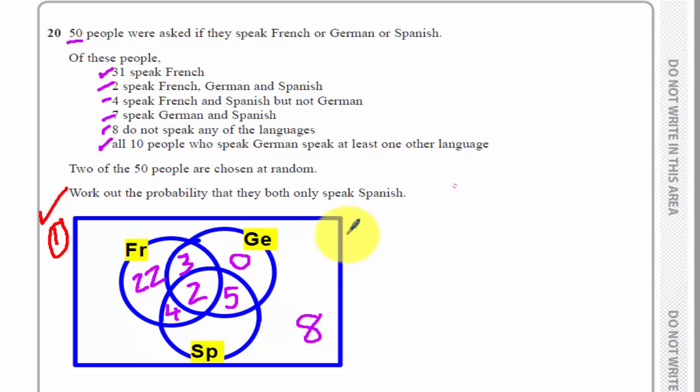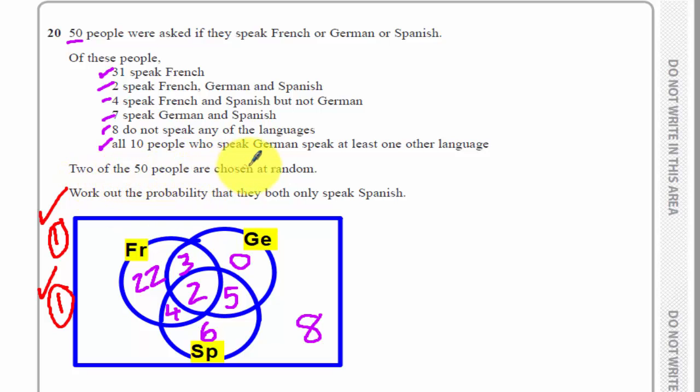So let's just add these up. Obviously in the exam, use your calculator. 22 and 3 is 25, 30, 34, 36, and 8 makes 44. So there must be 6 people in Spanish. So it's 2 marks for getting the Venn diagram drawn correctly.